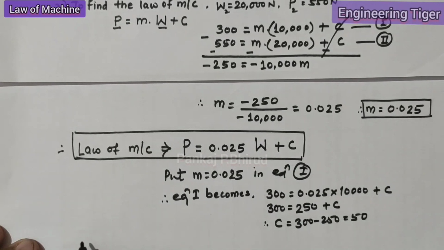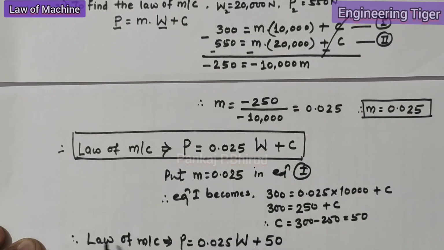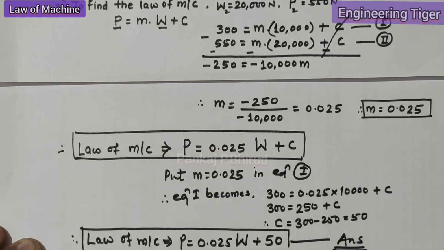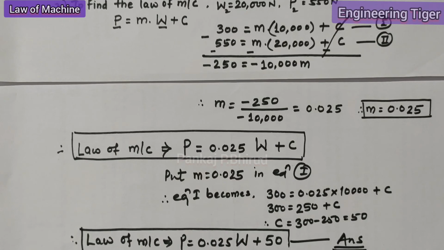Now we can finally write down the law of machine, and that is P is equal to 0.025 W plus 50. So this is our final answer for this lifting machine. Whenever we have to find out the law of machine, we require this m value and C value. Then if P is given, we can easily calculate W. If W is given, we can easily calculate P.